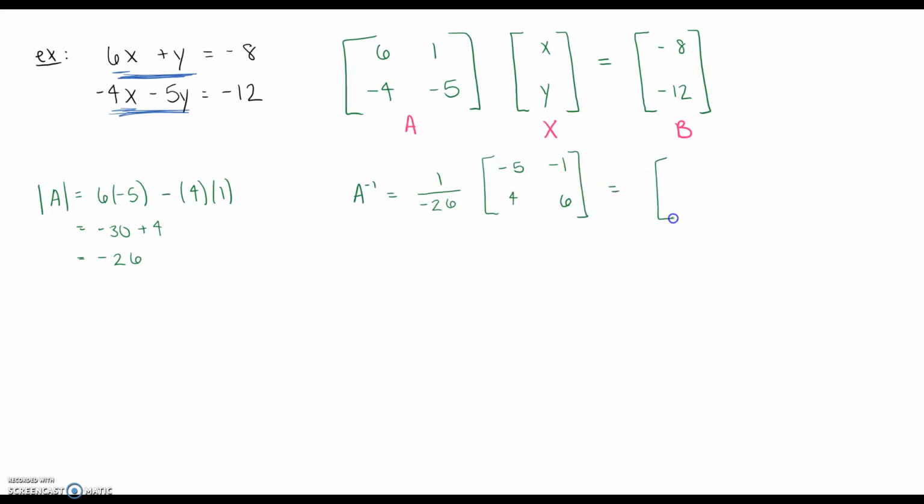So that is going to be positive 5 over 26, positive 1 over 26, 4 over 26, which reduces to -2/13, because that's a -26, and then 6 over -26, which is -3/13. So that is A inverse.